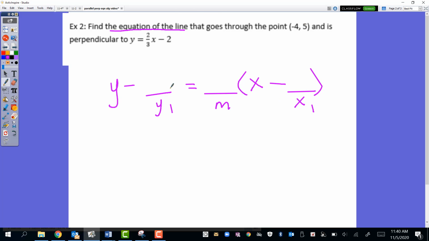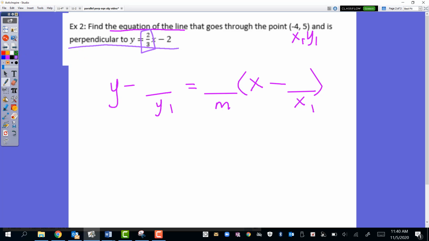And I'm going to look up here to label my point. So here's my point over here. So I'm going to label x1, y1. And I need to label my slope. Well, what did they tell me about my slope? They told me it's perpendicular to this equation. So what is the slope in this equation? I see it's 2 over 3.